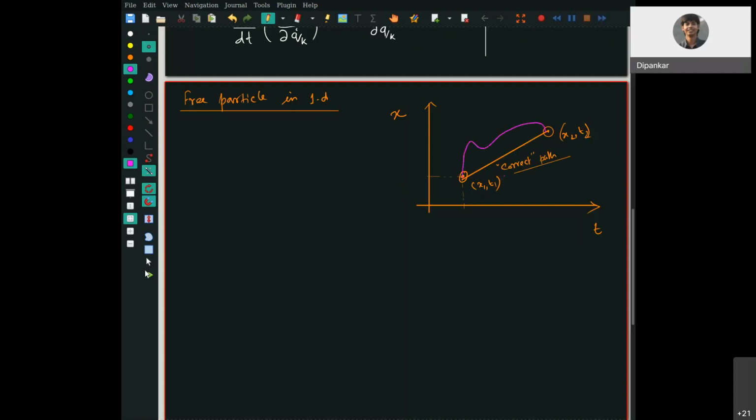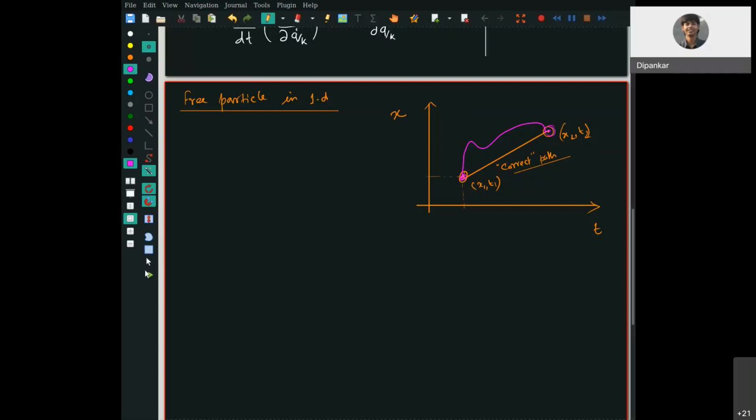This is also an alternative path it could take, but Newton told us that it will follow this one, because if x1, t1 and x2, t2 are connected by a straight line, then this means propagation with a constant velocity. The orange one is my correct path. So in the xt plane, what is the system trying to do?